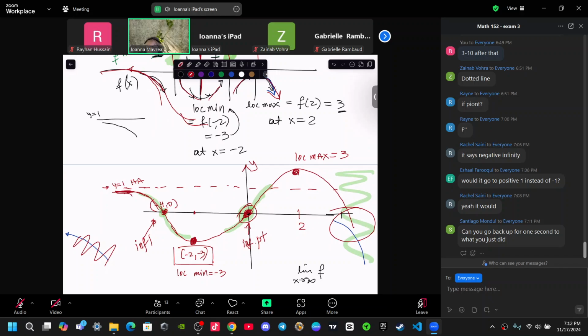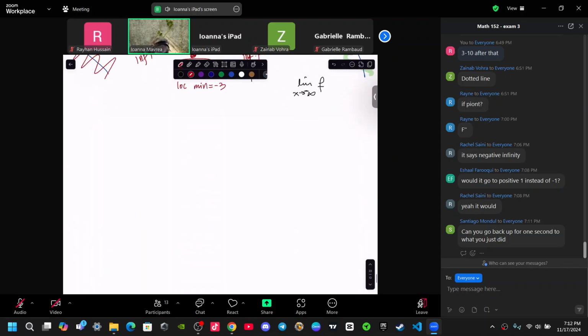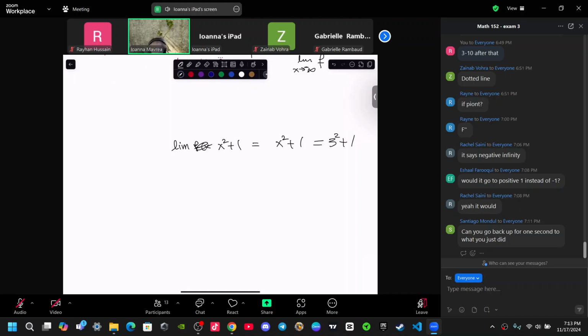All right, so again, do every single problem here, every one. And make sure you know what you're doing, correct notation. Don't write limit equal and forget the limit sign, don't write weird things. A lot of people did that in the first exam, that was horrible. Limit of, let's say, x squared plus 1 is equal to x squared plus 1 is equal to 3 squared plus 1. I mean, this is just bad, horrible, right? Don't do that.